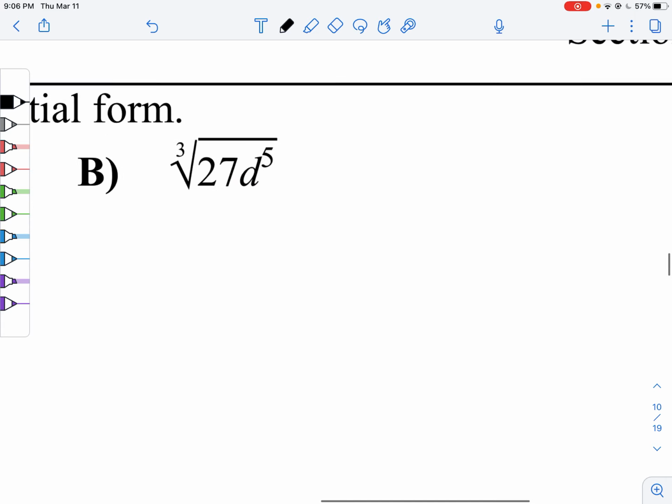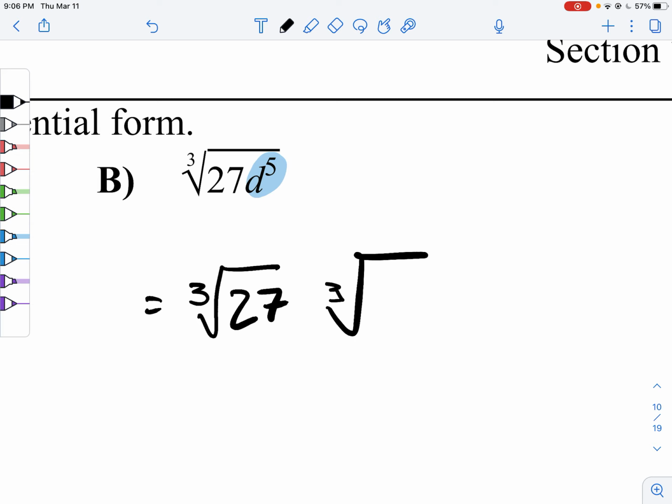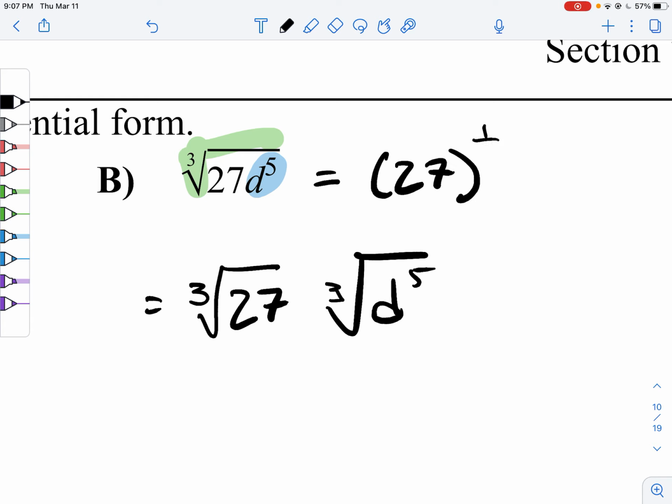Look at this guy. Okay, so do not be fooled. This 5 only belongs to this d. So that means this is actually the same thing as the cube root of 27 times the cube root of d to the 5th. If you want to split it up like that, that's fine. You can also think of this as, and this is the way I prefer to do it, cube root is the same thing as a 1/3 power. So this is 27 to the 1/3 power. Just kidding, forgot the other half. 27d to the 5th to the 1/3 power.